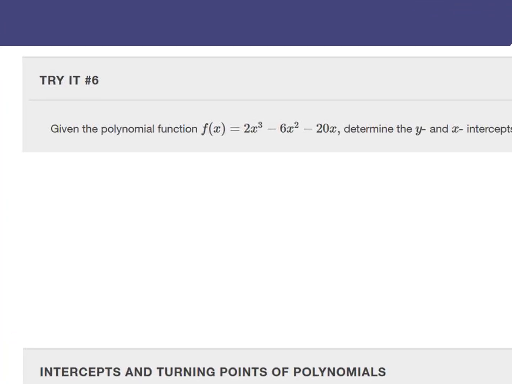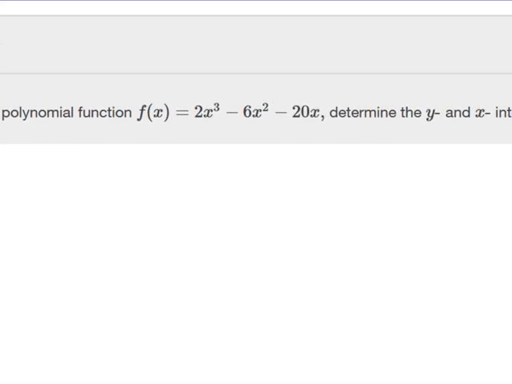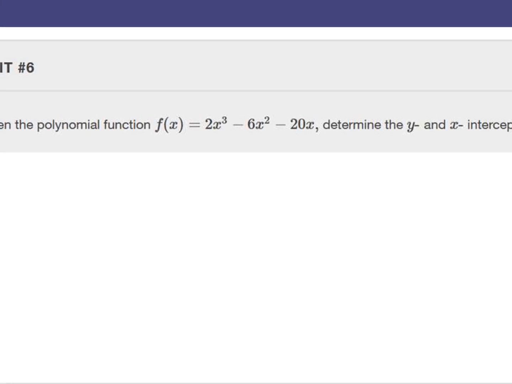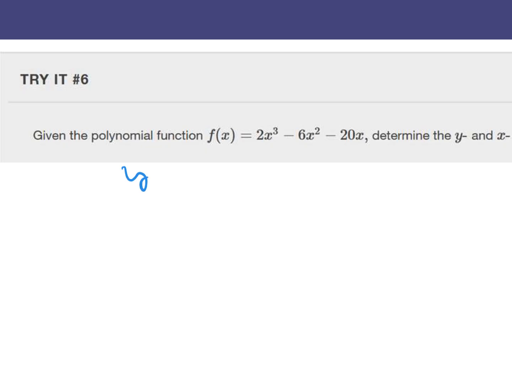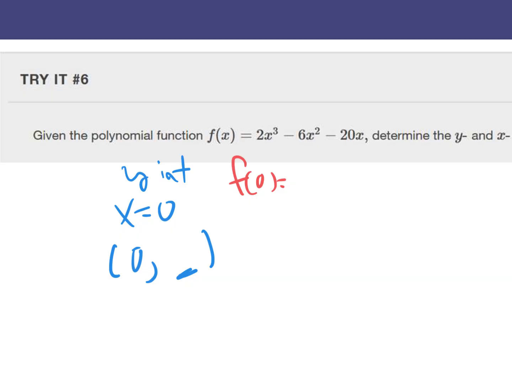Another try it. It's a cubic, and I'm going to help you out. I'm going to get you started. Let's find the y-intercept. That means x is 0. So I'm looking for a point where x is 0. Really quick, f of 0. If you plug a 0 here, that goes away. If you plug a 0 here, that goes away. If you plug a 0 here, that goes away. So it must be 0, 0.